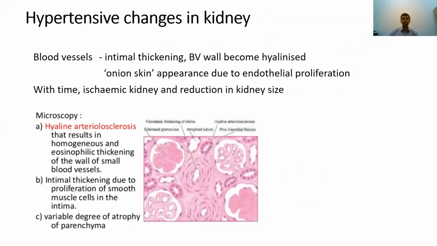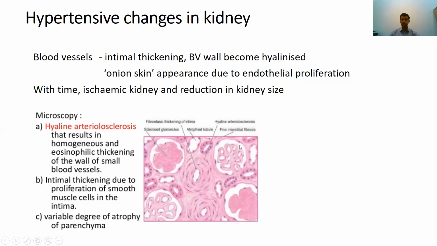If you look at a picture of that, in hypertension, this is a blood vessel. You can see layers and layers of endothelium that has proliferated, and you can see the lumen of the blood vessel has gotten smaller. And when this happens, all the places that this blood vessel supplies are going to get ischemic.